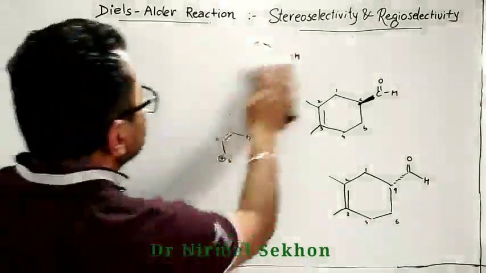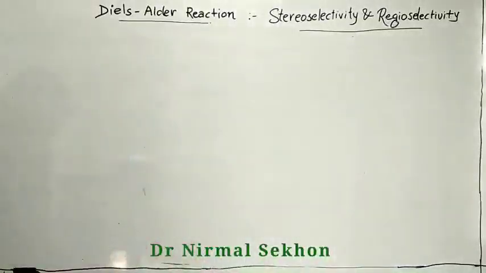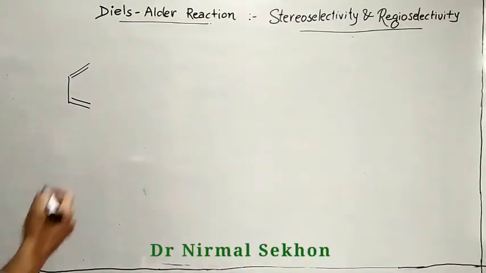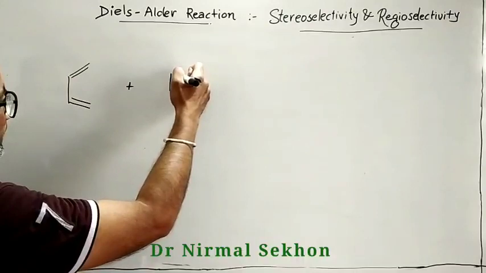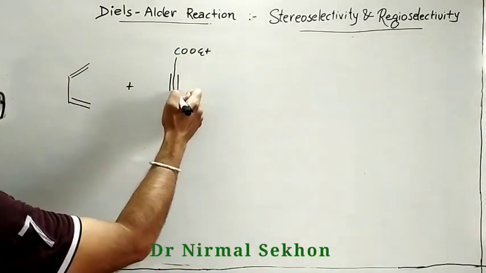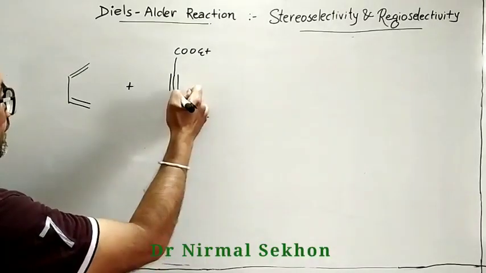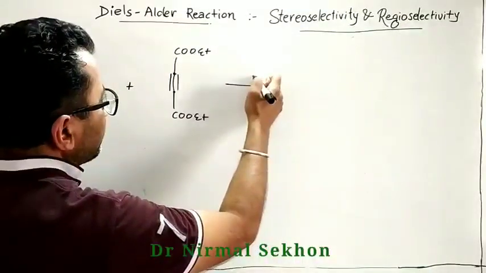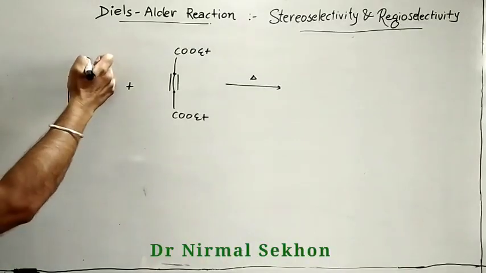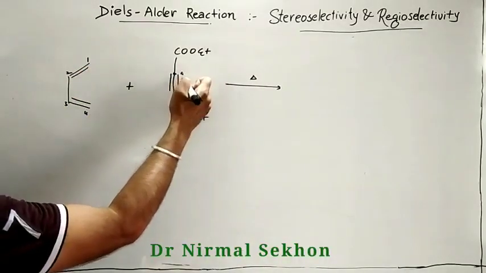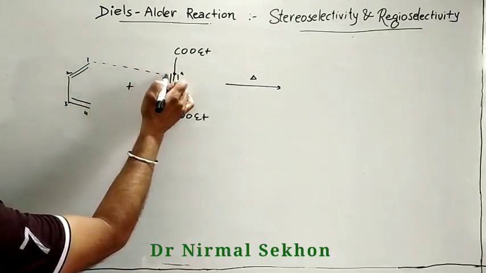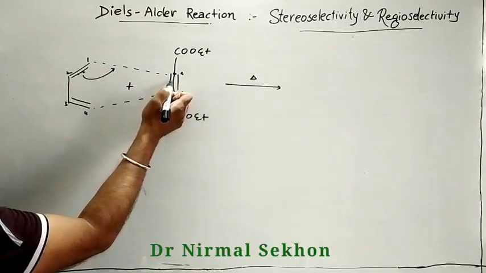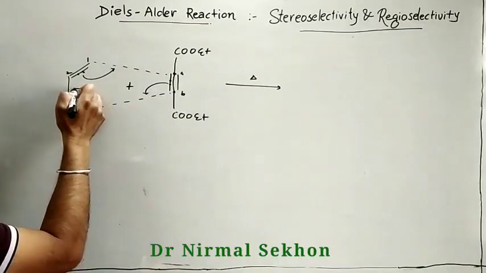Okay, next example. Suppose we take a simple diene like this, and add a dienophile like this. So a product is formed when you heat it, predict the product. So just write 1, 2, 3, 4. Write here A, here B. A bond is formed between 1 and A, 4 and B. And here we have a triple bond. So this bond moves here. One bond from here moves here. One bond from here moves here.